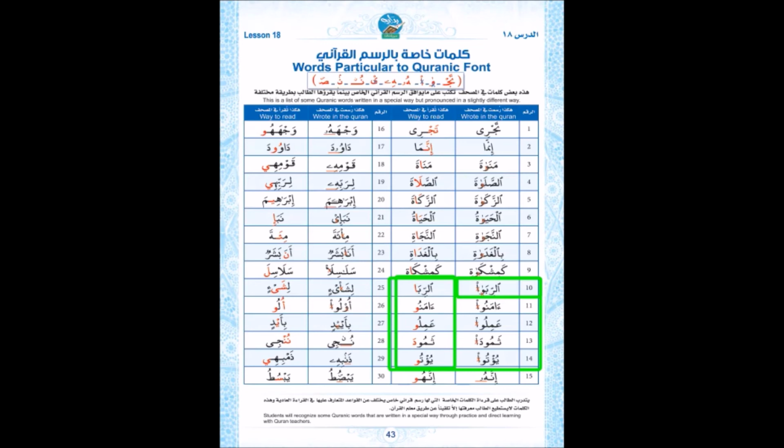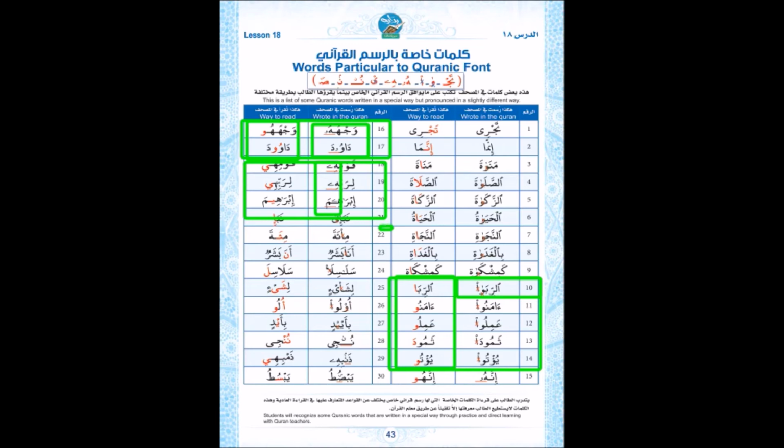Then lines 15 through 17, we have the small waw, and this is very easy for the student because the waw is still there. However, we want them to be able to read it as if it's a large waw, not a dhamma. And again, cover the second column and have the student just read the first column. 18 through 20, we have the small ya. This is a new symbol, the student must get used to it.